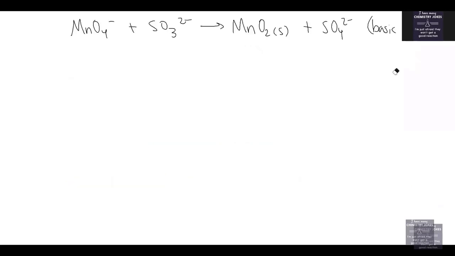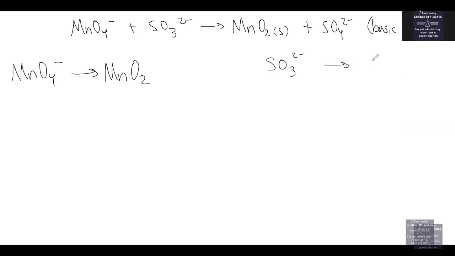Ready for another one? So our next problem says balance this guy in basic solution. So the first thing we do is recognize it's not balanced and then separate it into half reactions. The two manganese pieces get pulled off to one side, and the two other pieces get pulled off to the other side. This is the exact same manganese setup as before, so this is my reduction half reaction. Must mean this is my oxidation half reaction.